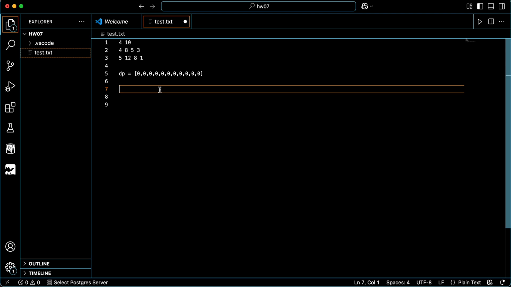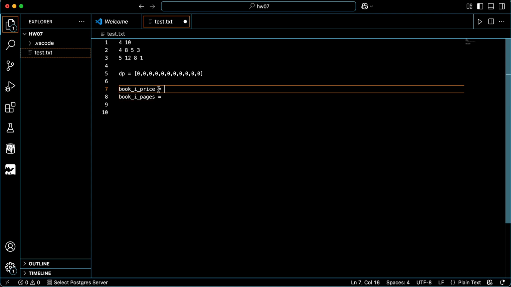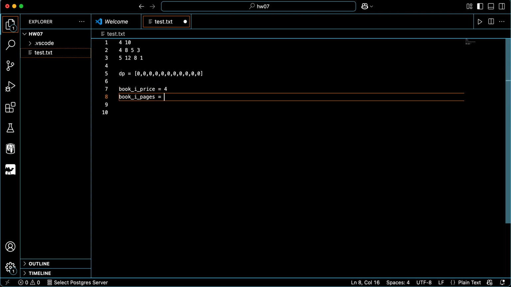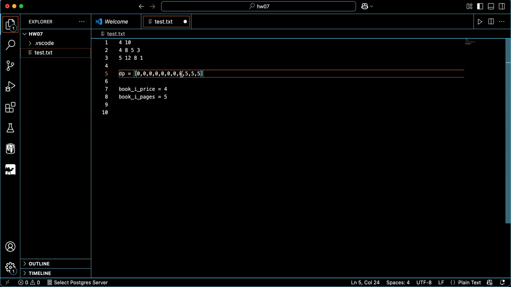I'll write down book I price and then book I pages. The first one, the price is going to be 4, and the number of pages that you can get for $4 is 5. So what we can find is that at $10, we can spend this $4 and get 5 pages. At $9, we can do the same thing. At $8, $7, 6, 5, and then 4, we can do the same thing.